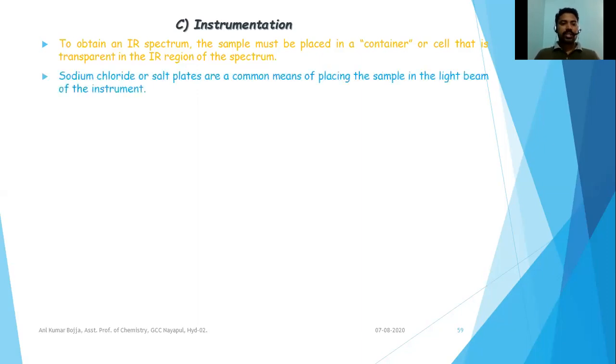Sodium chloride or salt plates are common means of placing the sample in the light beam of the instrument. The sample is pelleted with potassium bromide or sodium chloride salt so that we will get a clear spectrum of the compound. At the same time, no distractions will happen in recording the infrared spectrum of a molecule.